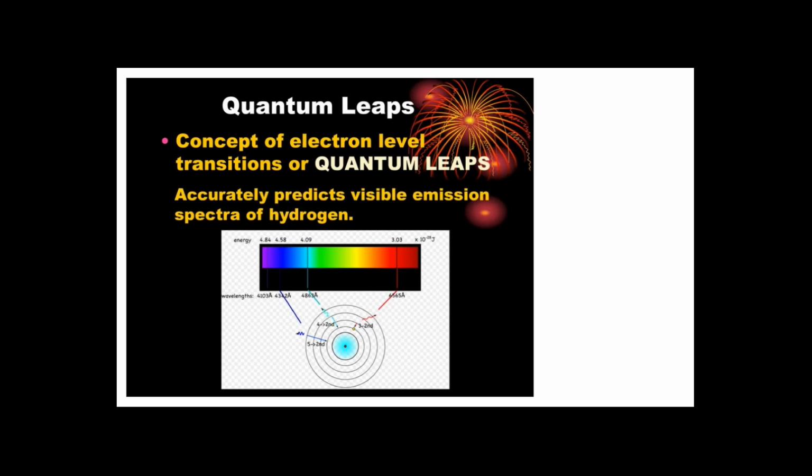The idea of quantum leaps, the concept of electron level transitions or quantum leaps, that show delta E, actually predicts the visible emission spectrum of hydrogen. So we can work out these energy levels and the differences, and it corresponds really to the Rydberg equation, and therefore that's how we know we have these specific energy levels.